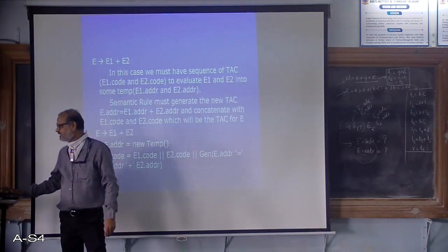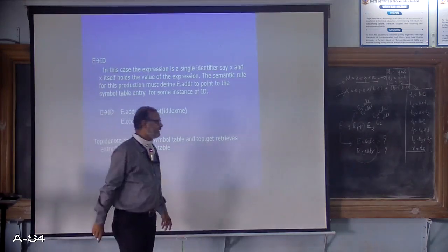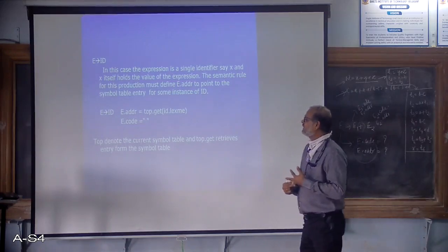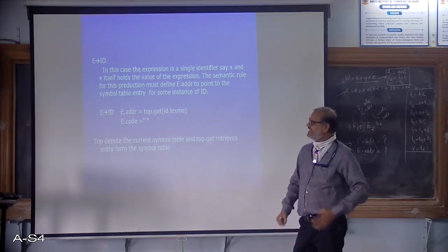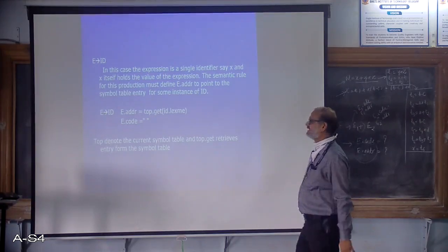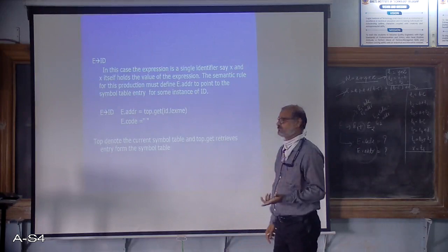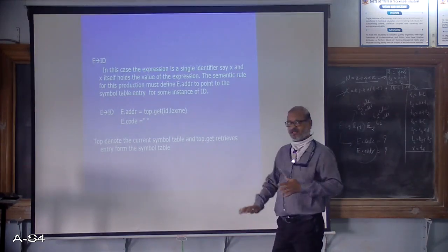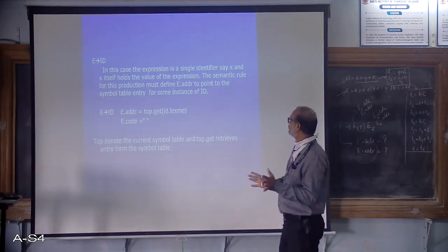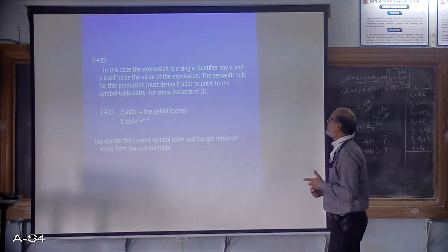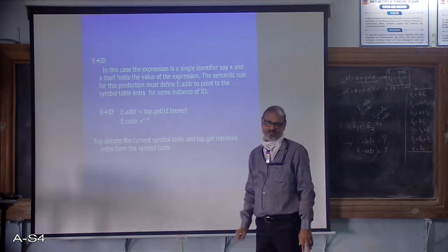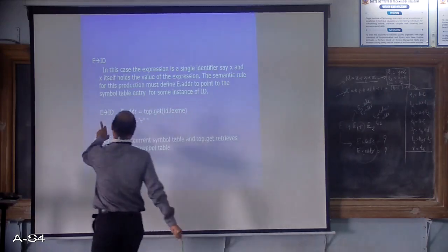Next one is E derives ID. In this production, when ID is reduced to E, the identifier, say X, itself is going to hold the value of the expression. Understood? So here no 3 address code is generated. Only thing is we have to define E dot address to point to the symbol table entry for an instance of ID. So here E derives ID is a production.